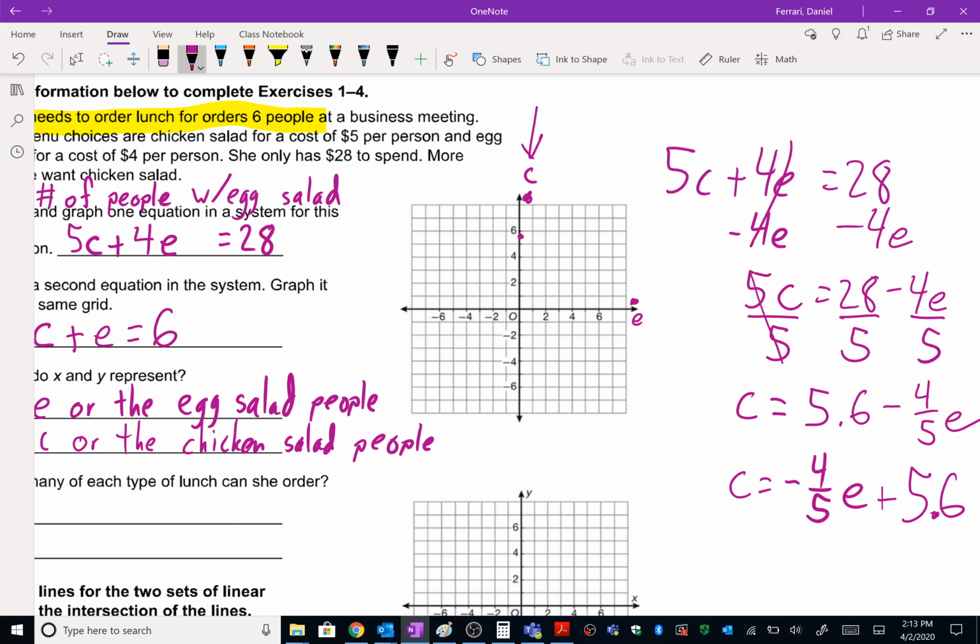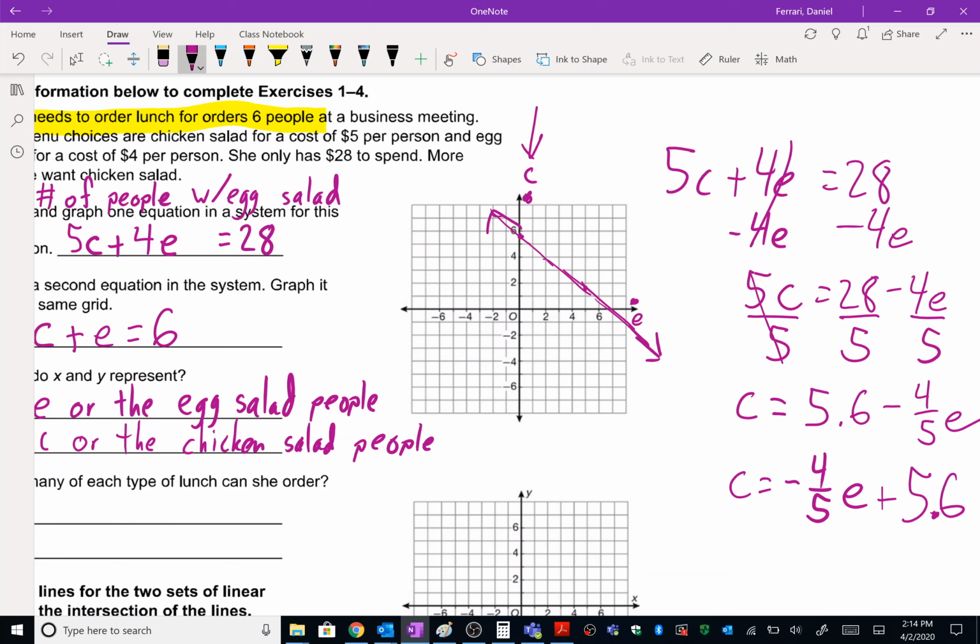Okay, so now from here I'm going to do my slope. So I go down 4. And again, I'm counting from the middle. So down 1, 2, 3, 4, and over 1, 2, 3, 4, 5. Looks like I'm going to be about right there. Okay, I'm going to go ahead and draw my line in. Okay, so that was our equation that represented the costs.